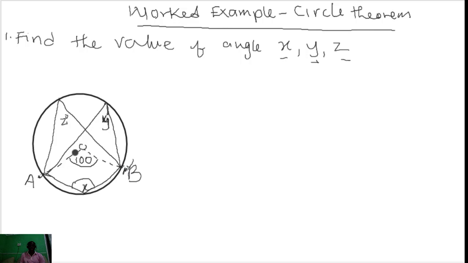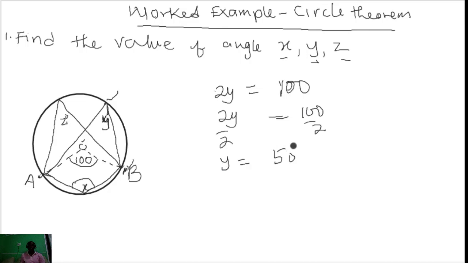It forms an angle at the center, and the same arc forms the angle at y. So you know that the angle at y is the angle at the circumference. When the same arc forms the angle at the circumference, it is twice the angle formed at the center here. So therefore, 2y will give us 100. So 2y over 2 is equal to 100 over 2. So y is equal to 50 degrees.